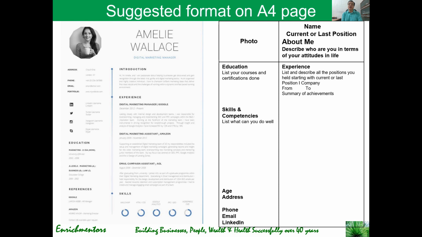And the right side column should then take you through experiences. List and describe all positions that you held, starting from the current and last position, in terms of from-to, company, and summary of achievements, not responsibilities, summary of achievements. Please remember that.